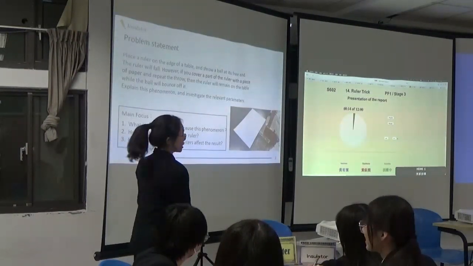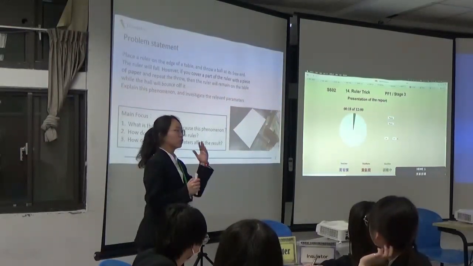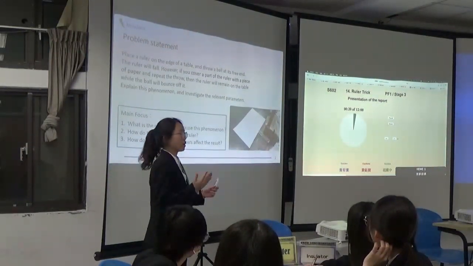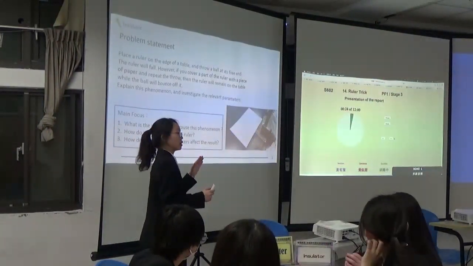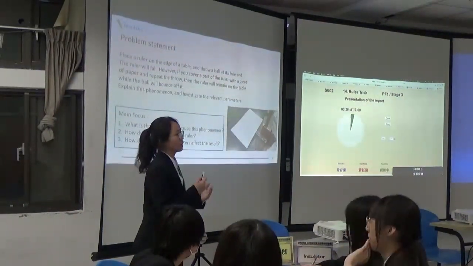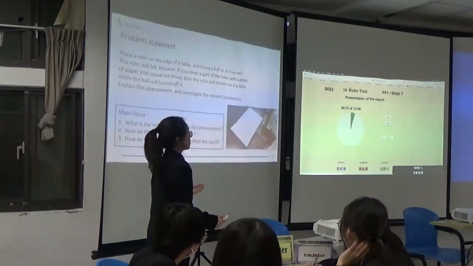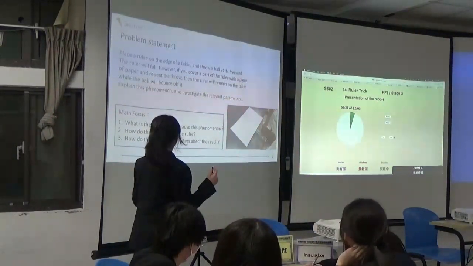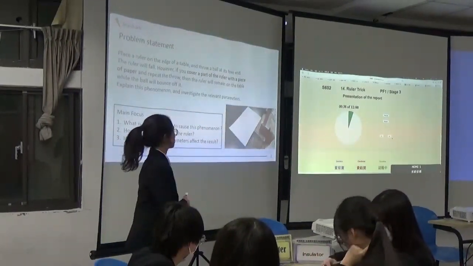In the problem statement, place a ruler on the edge of a table and throw a ball at its free end. The ruler will fall. However, if you cover a part of the ruler with a piece of paper and repeat the throw, the ruler will remain on the table while the ball will bounce off it. Explain this phenomenon and investigate the relevant parameters. In my presentation, I will mainly focus on what the main factor causing this phenomenon is, how the forces act on the ruler, and how the relevant parameters affect the result.